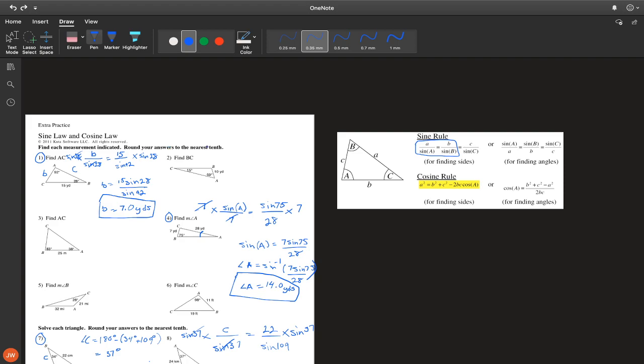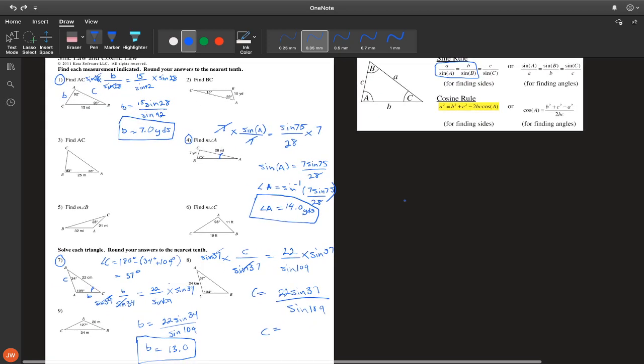Welcome back, everybody. Today's video is going to be a continuation of yesterday's video. So yesterday we went over sine law, which is this one right here, and today we're going to be going over cosine law. So we're going to be doing a few example problems.